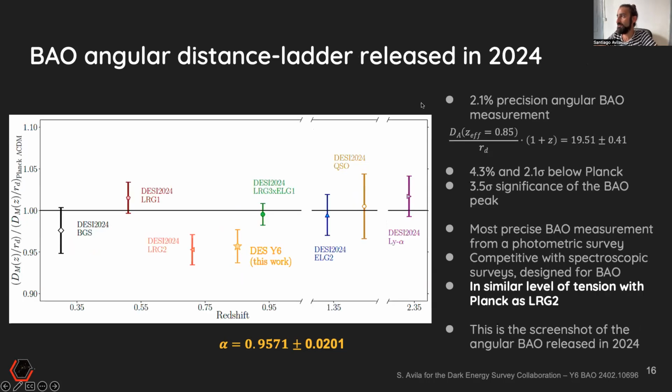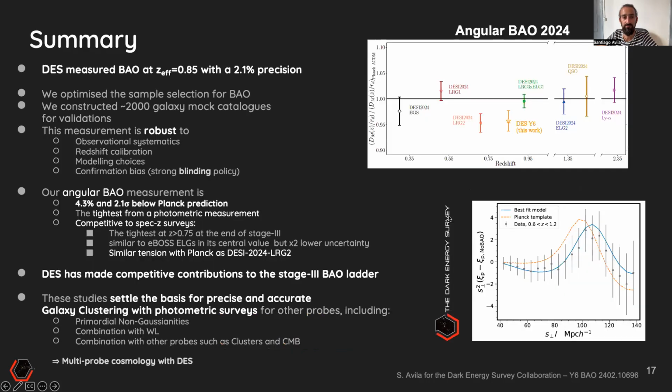We now have measurements from DESI 2024, and this is our point compared to the other ones. We see that we are still competitive. Other ones have smaller errors, but this one is very similar to the LRG2 point, and is actually at a similar level of tension with Planck as our point. So it is very interesting to see what this is telling us about the universe.